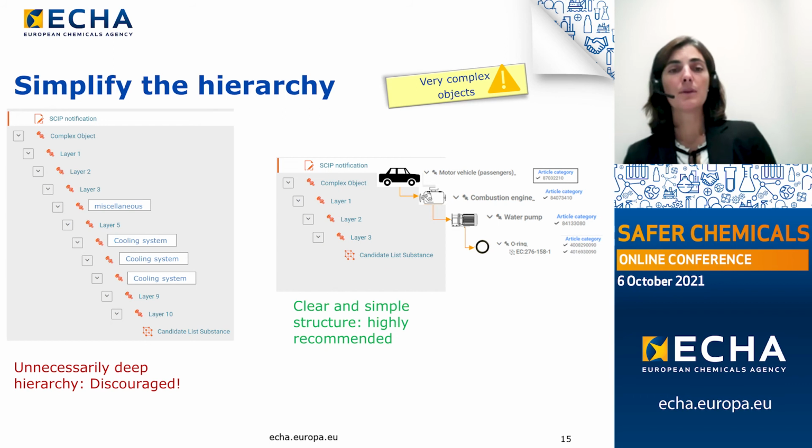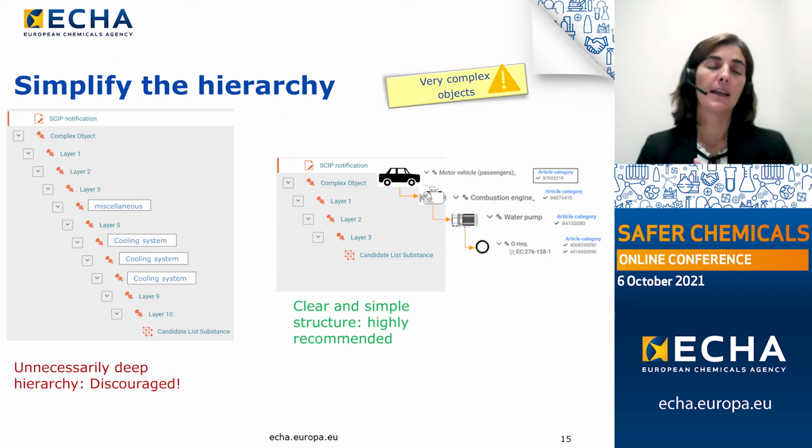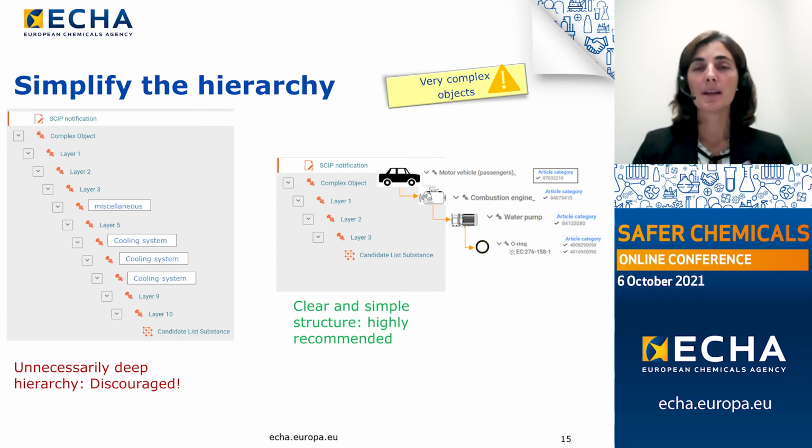We really discourage the use of these complex hierarchies, and we would appreciate it if you can try to find a balance for the benefit of the users of the data. You can go to our document requirements for the SCIP notifications, where we provide some guidelines of how these hierarchies for very complex objects can be built, which follow a little bit the approach that you can see on the right side of the screen.